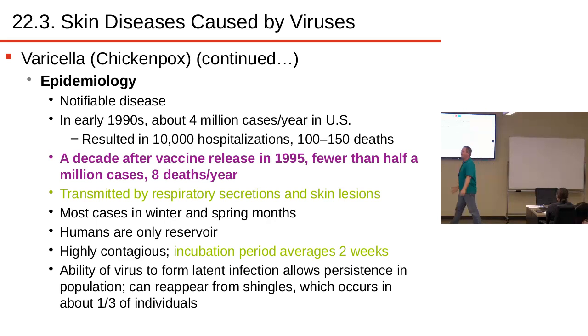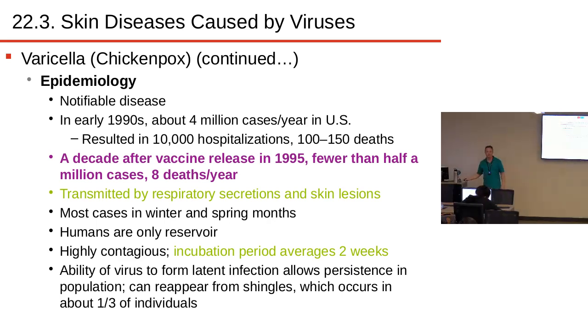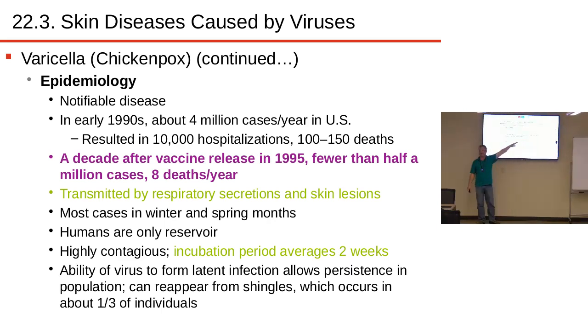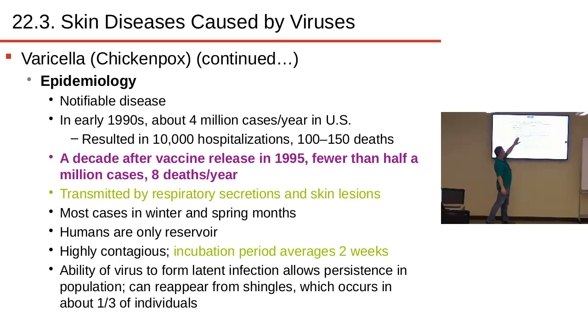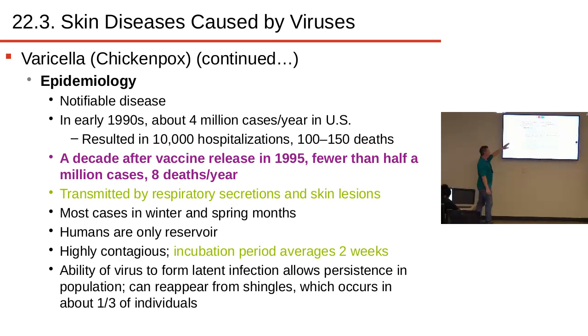So in the grand scheme of things, it's not a terribly serious disease, but it is something we do have to keep an eye on, right? A decade after the vaccine was introduced, there were fewer than 500,000 cases and only about 8 deaths per year, usually in unvaccinated individuals. It's transmitted, as we already talked about, by respiratory secretions, and also skin lesions.